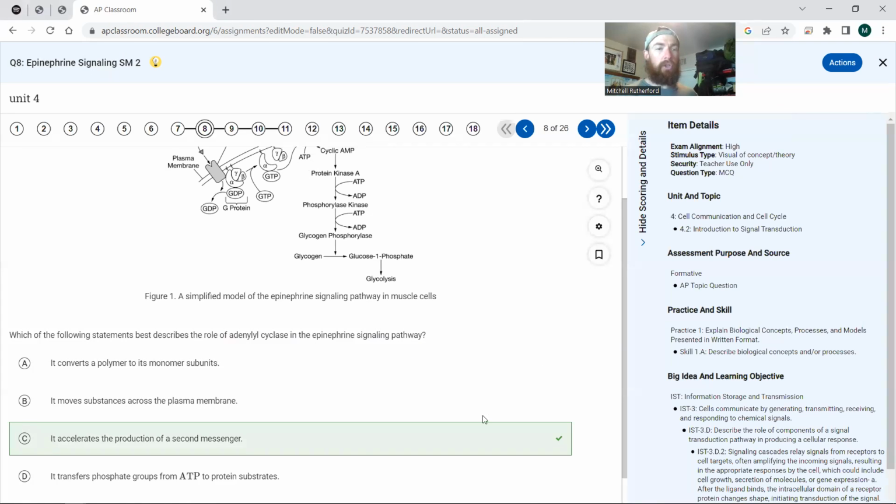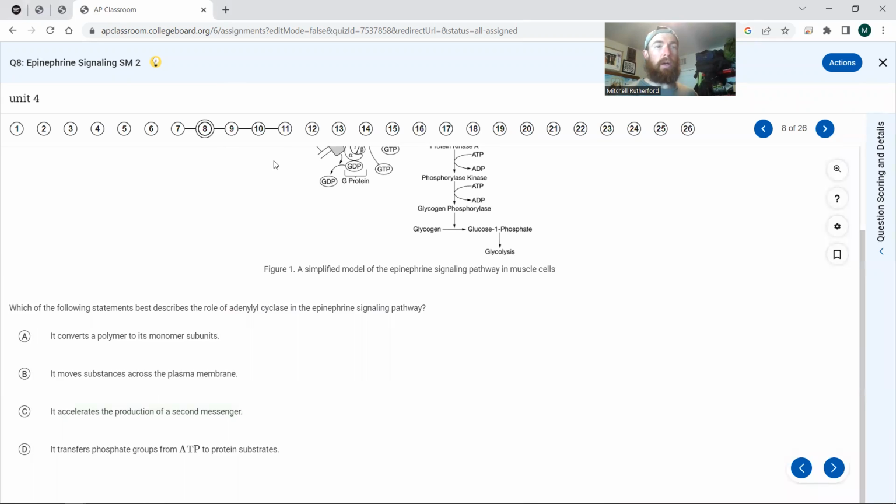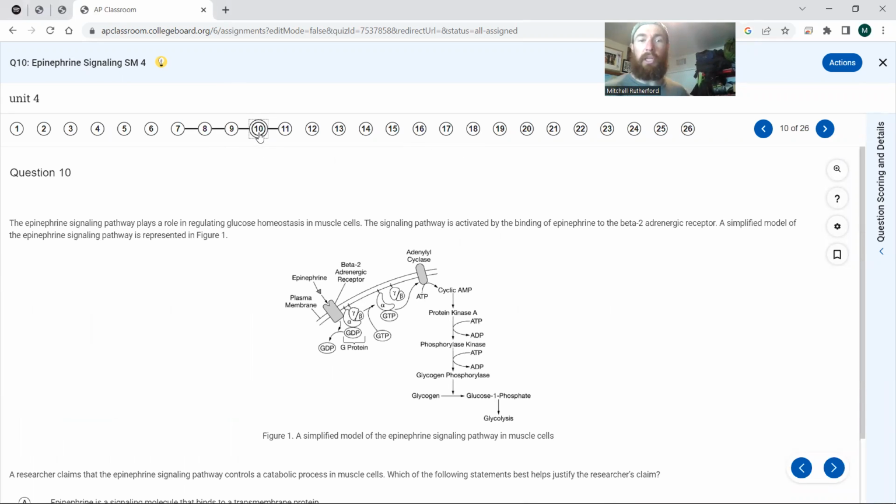Finally, great. Okay, so the production of a second messenger. Okay, so at least I narrowed it down there. And if I had more time at the end, I would go back. All right, so we'll stick with this problem. We're going to go to number 10 to see if they can stump me again.